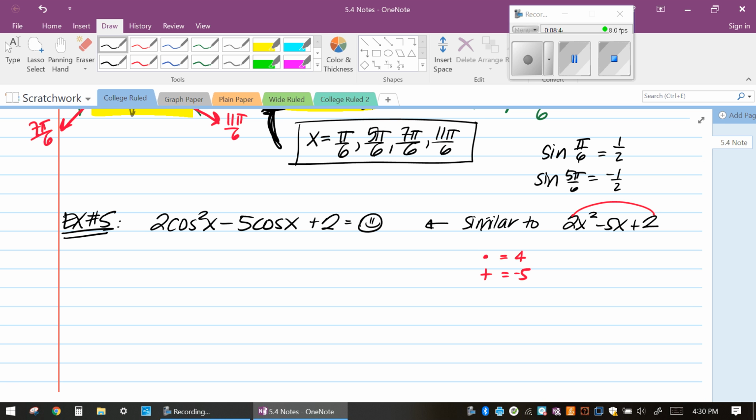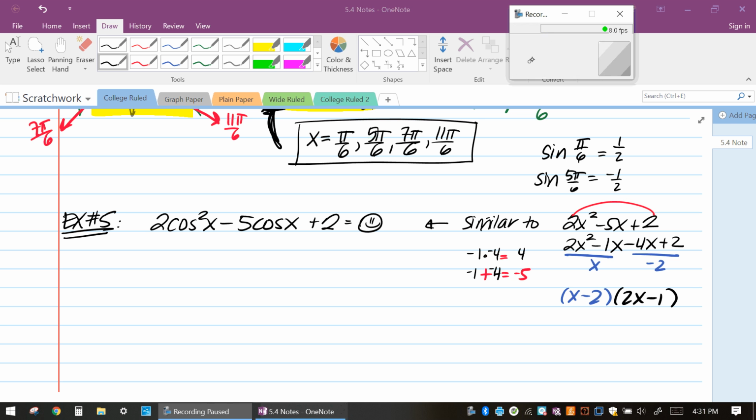Now remember, all of you factor differently, or there are many different ways to factor. So use the strategy that you feel the most comfortable with to factor that. Go ahead and pause the video. When you're done factoring it, unpause the video to check your answer. Okay, you should have gotten x minus 2 and 2x minus 1.